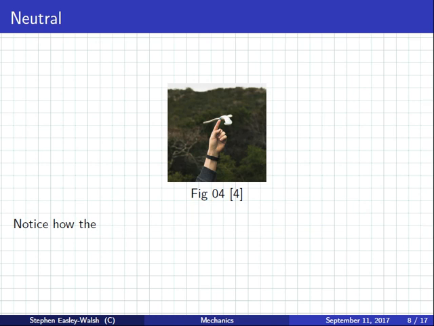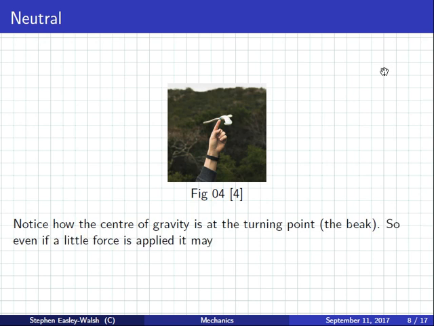So it's kind of like this. Here's the center of gravity, and if I put it on the table, it's nearly at the same place as the turning point, although it's a little bit higher. Like here, this is the turning point. The center of gravity is nearly at the turning point. So in these situations, we call it neutral, when the center of gravity and the turning point are the same. So even if a little force is applied, it may wiggle or move, but it shouldn't fall off.